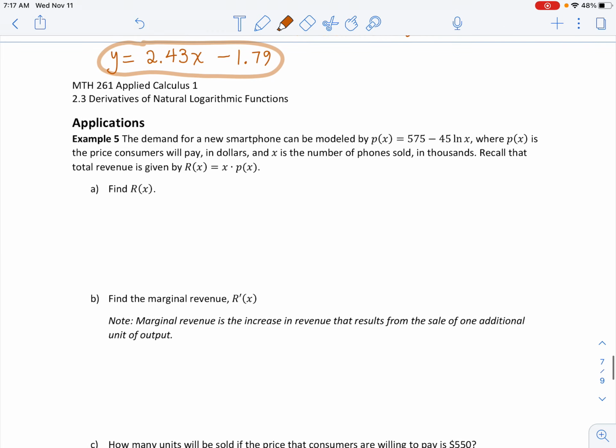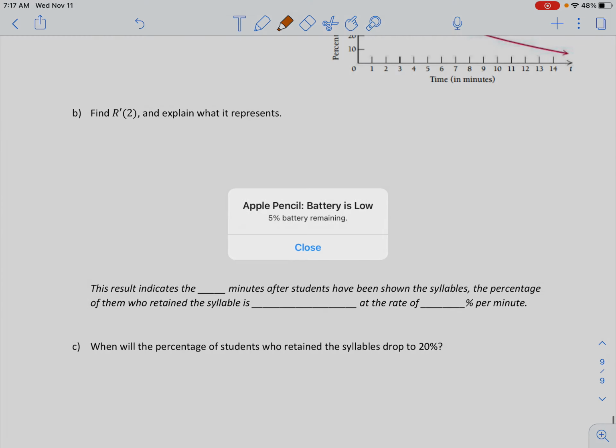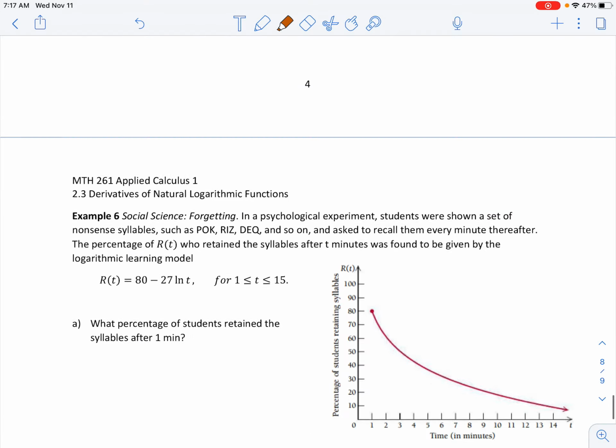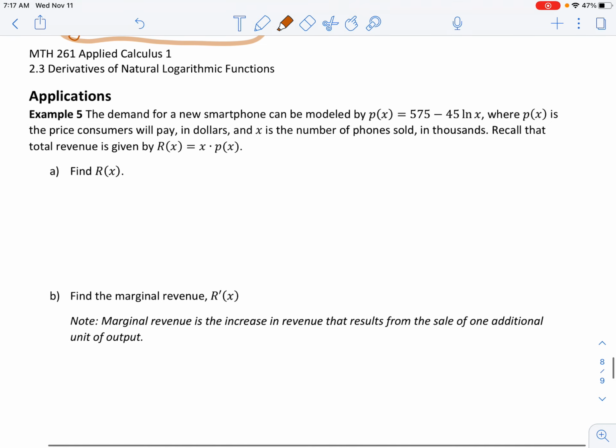Let's go and look at a couple application questions, okay? So example 5 and example 6. Ooh, battery is slow on my Apple Pen. So while I read this example, let me go ahead and charge this little guy real quick. It's raining in Fredericksburg today. I hope you guys are having a good morning.